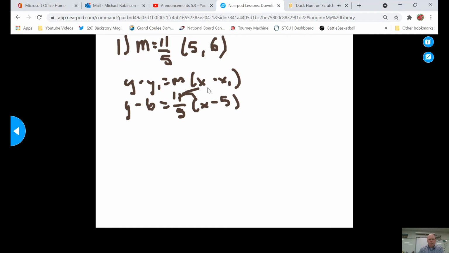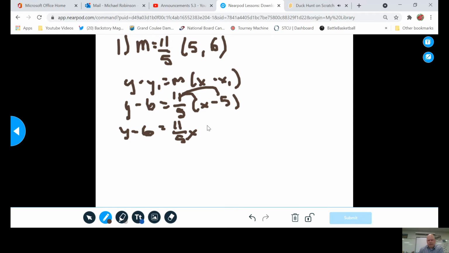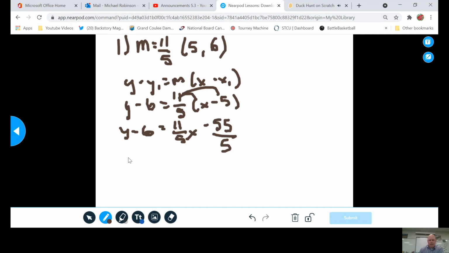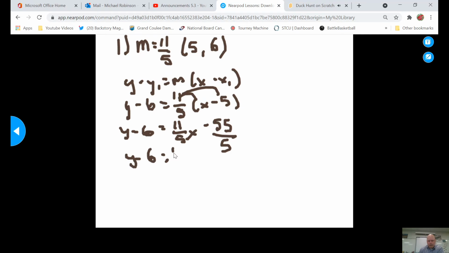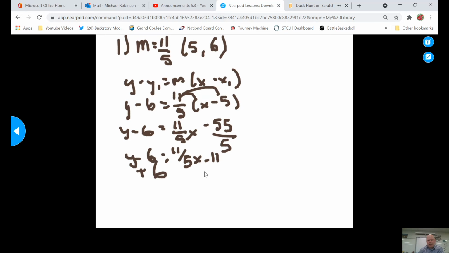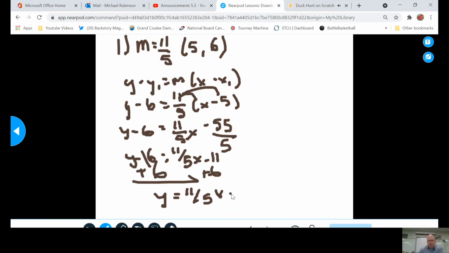Okay, I distribute in, and I get y minus 6 equals 11 over 5x. 11 times negative 5 is negative 55, and I put it over my denominator. I throw this into my calculator. I get y minus 6 equals 11 over 5x minus 11. If it was a decimal, leave it as a decimal. That's fine. We're going to add 6 to both sides. That goes away, and I'm left with y equals 11 over 5x minus 5. And again, that's what I would put in my box.